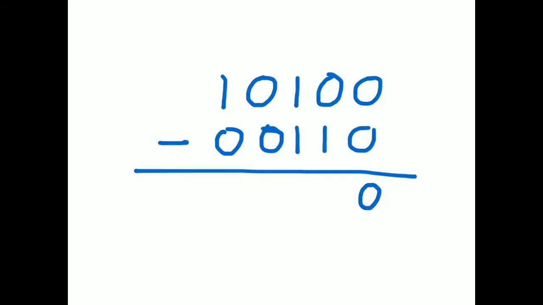0 minus 1, okay, we can't do that. We need to borrow. So how do we borrow? We take a 4 and we convert it into 2 2s. And now what we can do is we can say that 4, let me rewrite that.